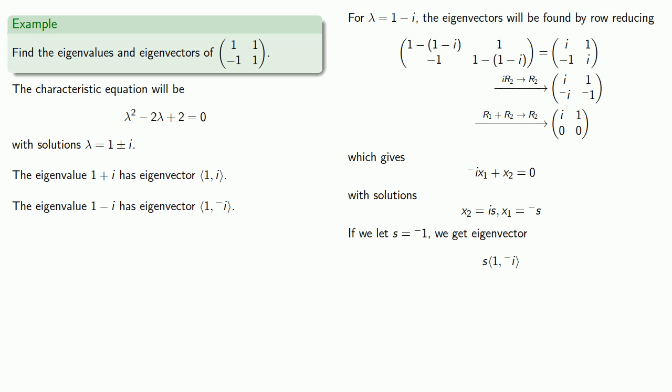And something that's worth noting here is that our eigenvalues are complex conjugates, and our eigenvectors are also complex conjugates. And you might ask yourself, is this a coincidence? And it turns out that it isn't.